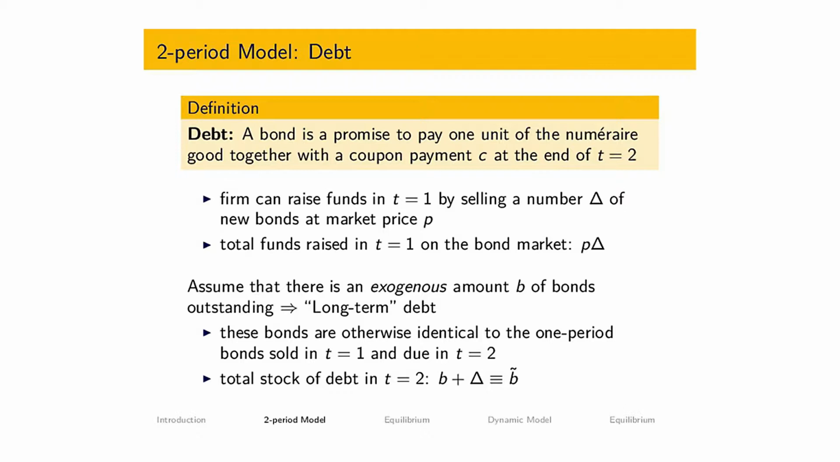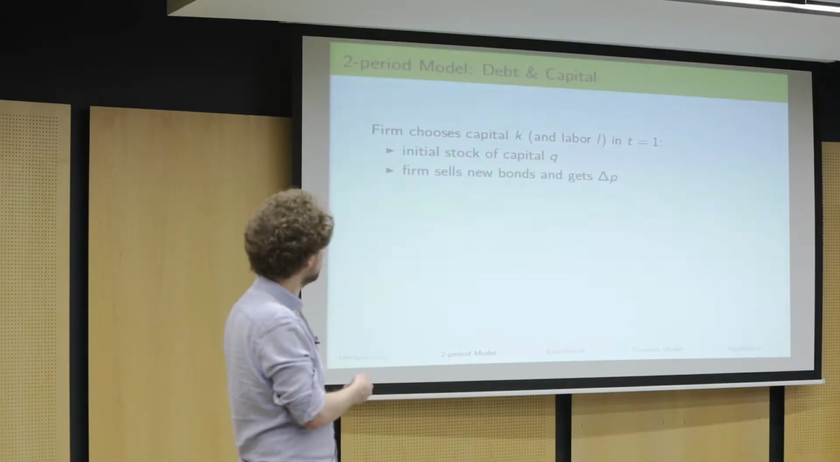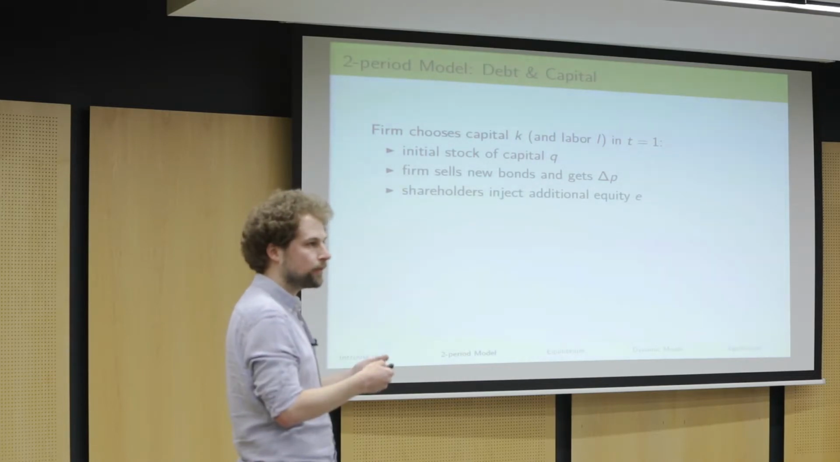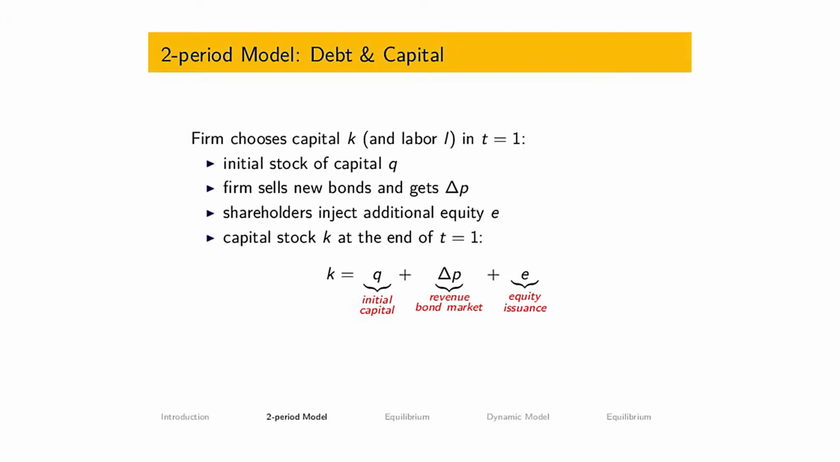So there might be some initial amount of assets in place, Q, then you sell these new bonds and you get delta times P, and shareholders can also inject equity into the firm. So the firm can issue new shares, and this is completely frictionless. So there's no equity issuance cost, the equity margin is completely frictionless. And these are the 2 ways to raise the level of capital.